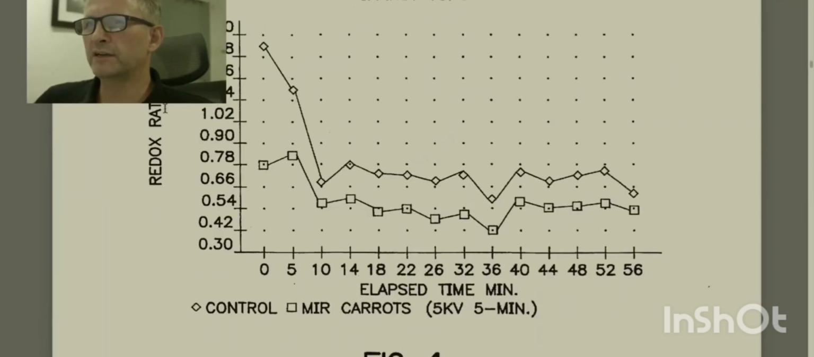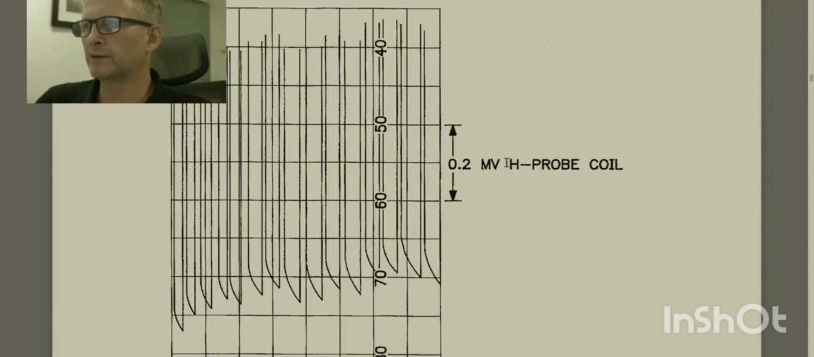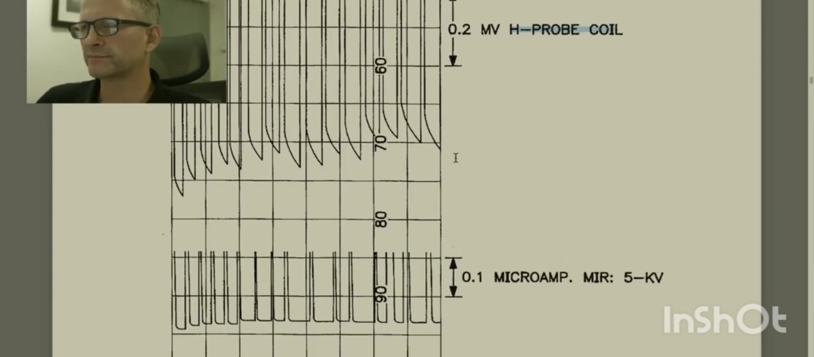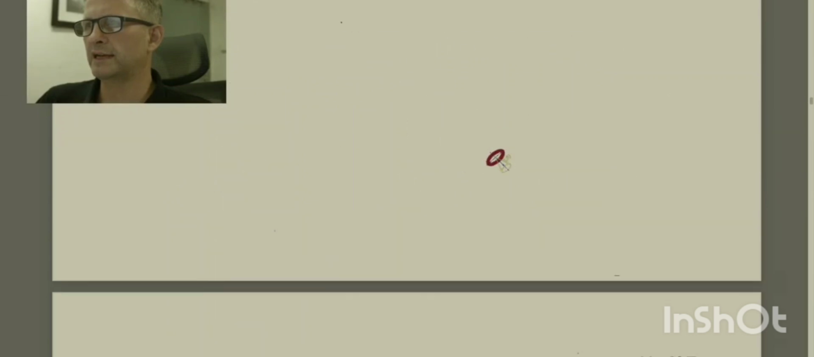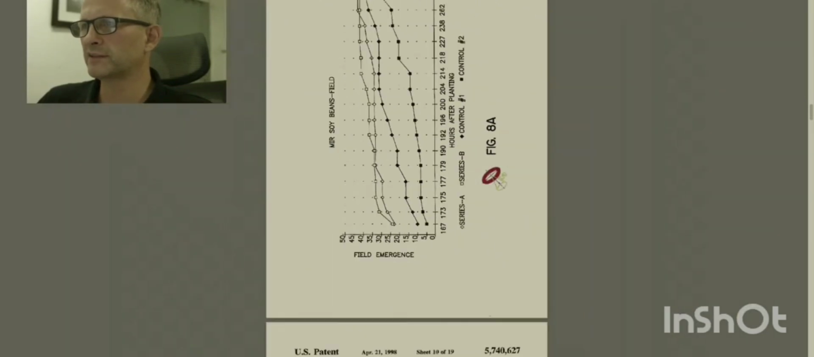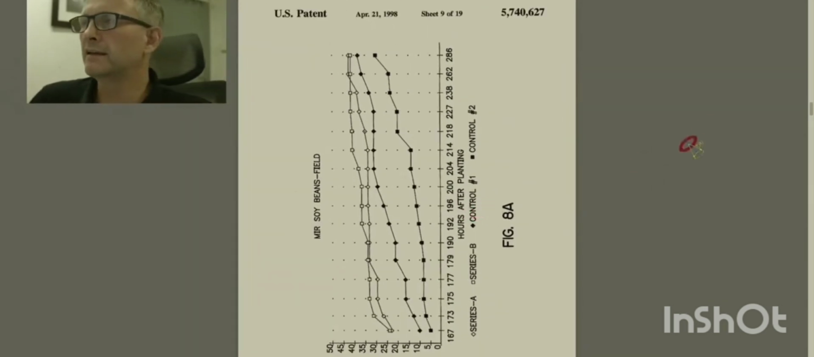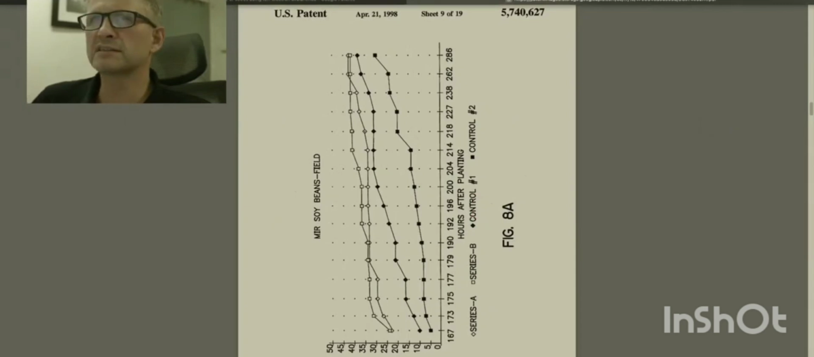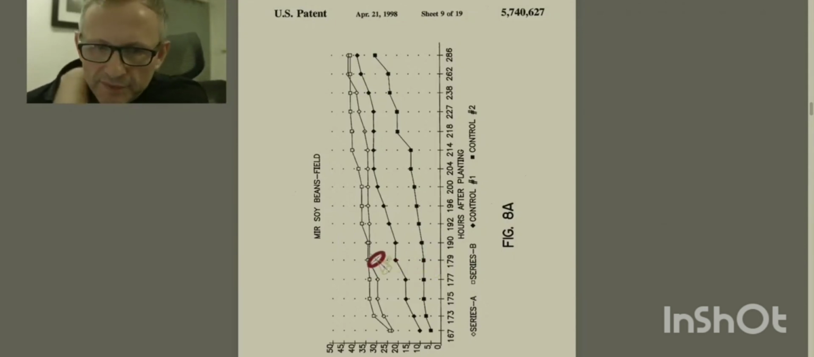This goes to show the redox ratio in carrot tops. This is using the probe coil as a proxy for detecting the emissions. And it's all very well described. If I can zoom out of here, this is fantastic for anyone that has grown crops. This is just spectacular and important information. I know it's on the side, but like I say, I'll put this into a proper presentation and walk through it in more detail next week.